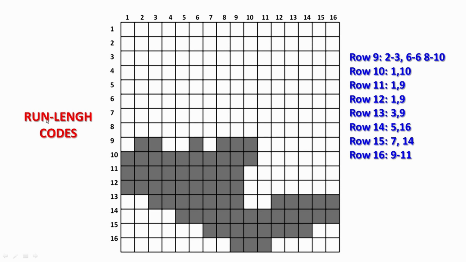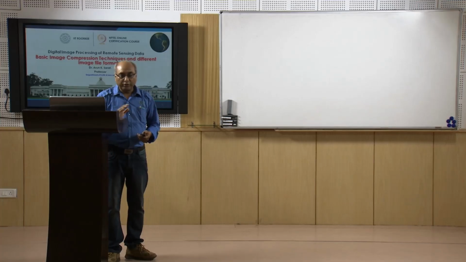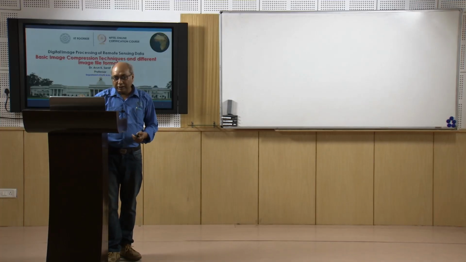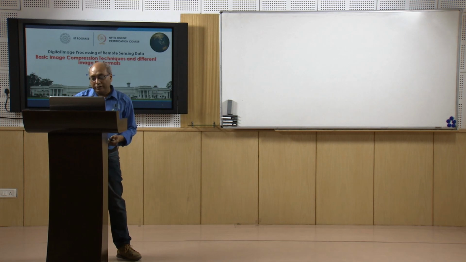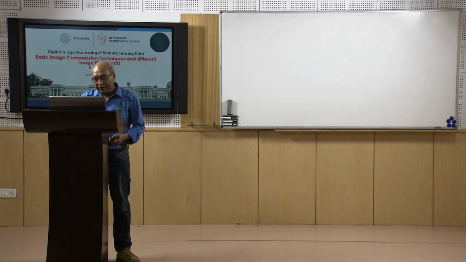So how does run length code work? We start with 9, because only on the 9th row do we have the black areas. So 9th row, shaded area, so 9, and then run length along the row, from west to east: what is the number of pixels? That is what run length is. So 2 pixel second, 2 pixel 3. So these two are coded.